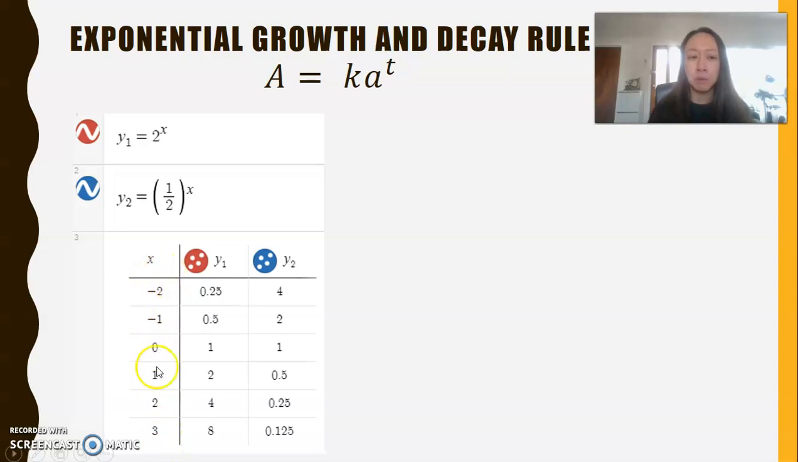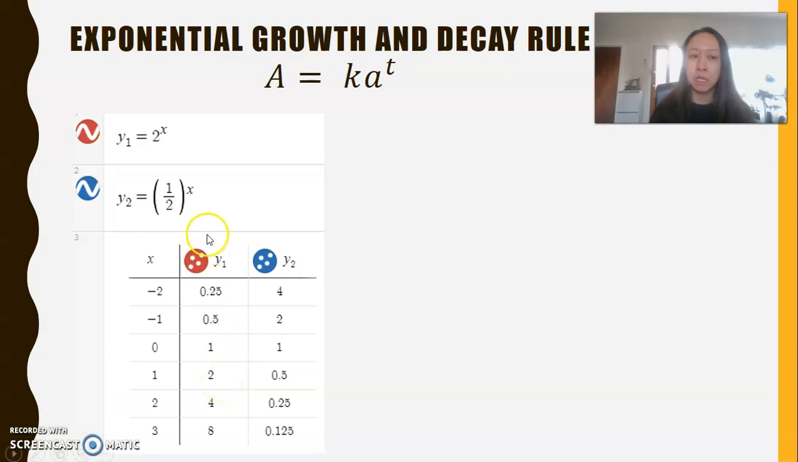If we substitute these values of x into the first equation here, we will get a whole set of corresponding y values. So if we sub -2 into the first equation, it will be 2 to the power -2, which returns a value of 0.25. And if we sub -1, it will return a value of 0.5, and so on and so forth. Previously, we have also discussed that the values of y actually double as the value of x increases.